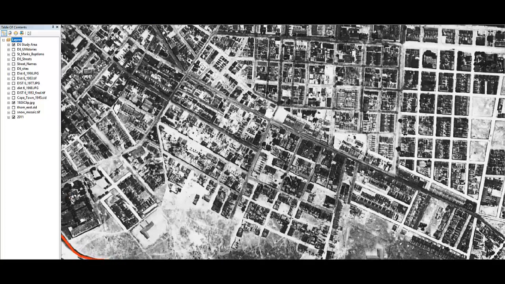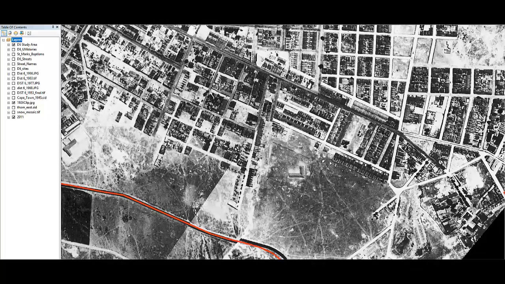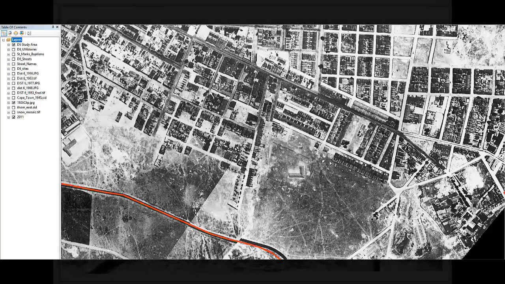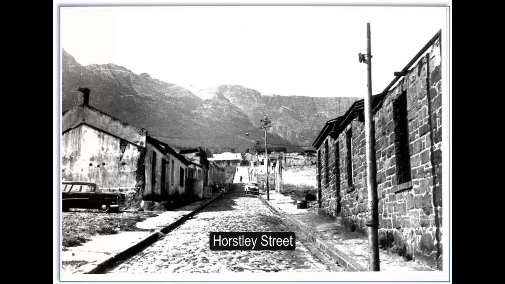Let me zoom into the southern part of District 6. This is Horsley Street, a very important street in the history of District 6. In the early 1900s, the growing black population in Cape Town concerned the white population, who felt that there was a need for a black location. Horsley Street contained many African dock workers from the Transkei who wanted cheap accommodation. This is what it used to look like.